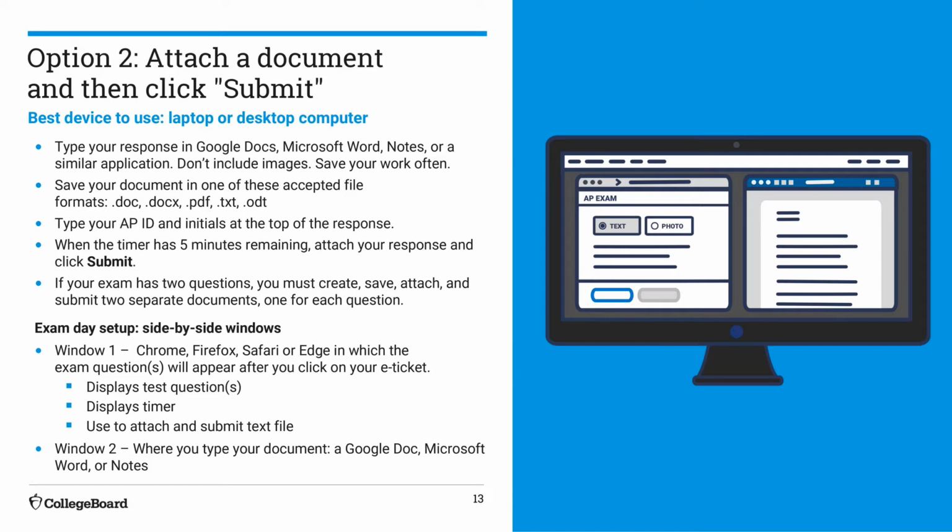So just like before, one window is going to have your browser. The second window is going to have your Google Doc or Word. You're going to have your AP ID and initials at the top, and then you're just going to type it as if you're typing a paper.